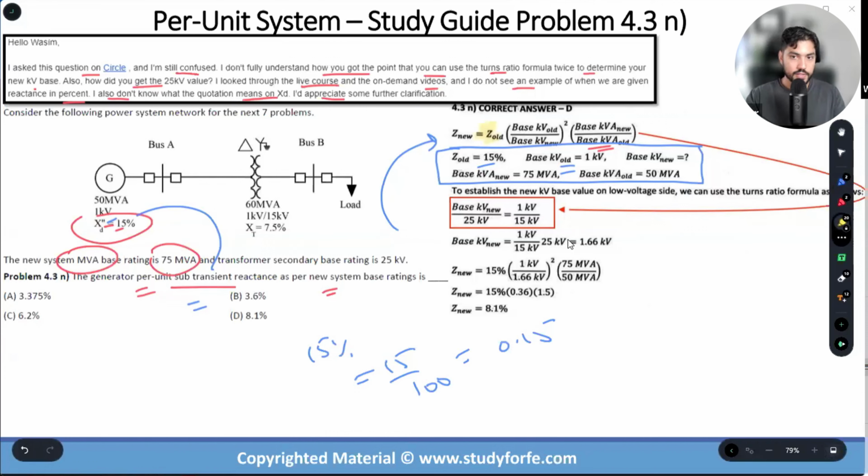Then I set up my base old kV, because that's what's required here. So Z old is this guy, base kV old is this guy, base kV new is unknown, and then base kVA new is given, base kVA old is given. So it's just plug and chug, right? If you're unable to make that connection, what the double prime is, what subtransient is, and if you don't set up the problem properly, then yes, it is going to be difficult. But with due practice and going through the lectures and theory, I think this is actually one of the easier problems. So terminology is the key here, guys.